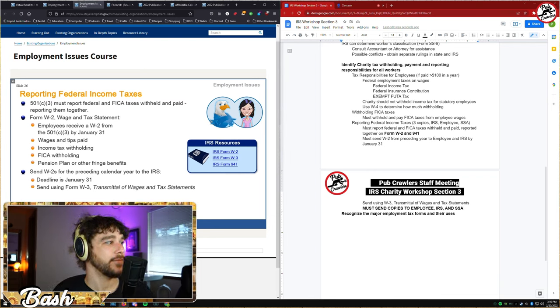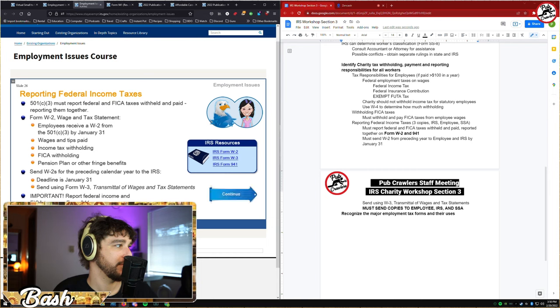It's important to meet the requirements for the W-2, otherwise penalties may apply. And don't forget to report federal income and FICA taxes on Form 941.